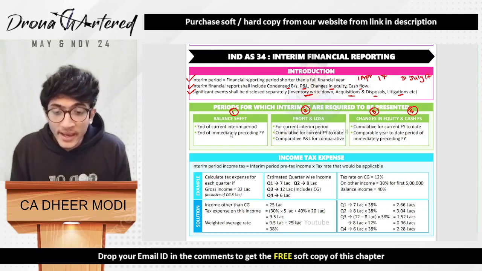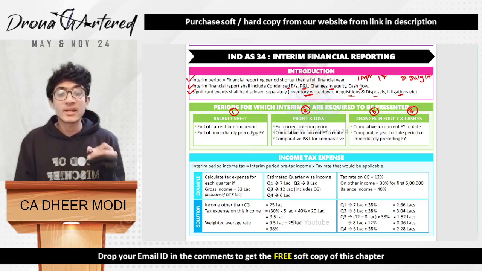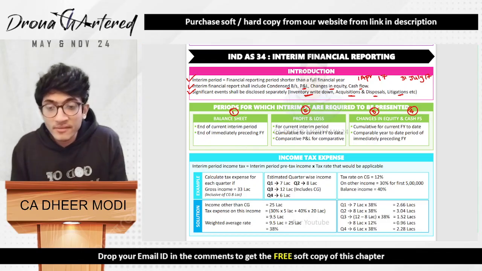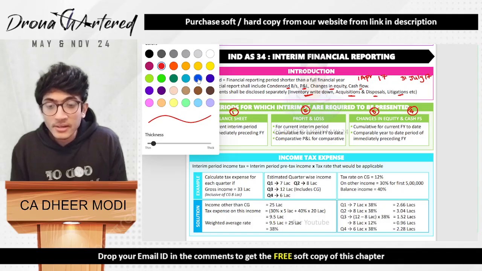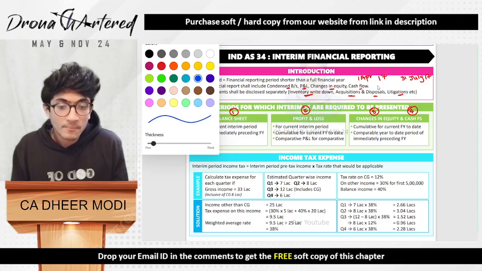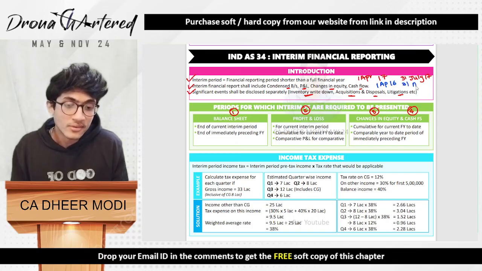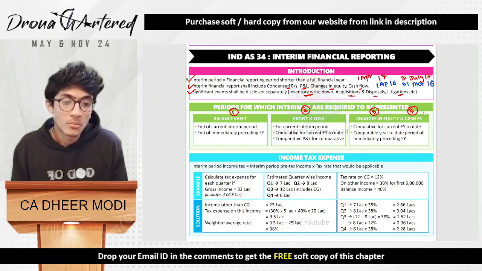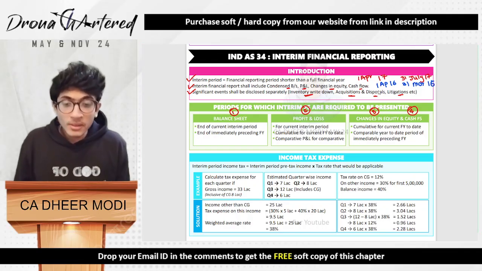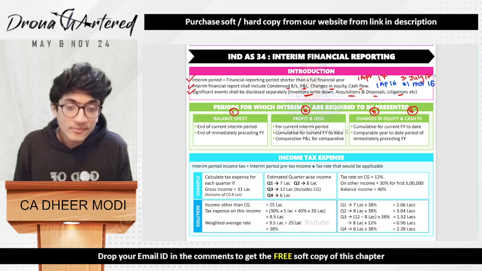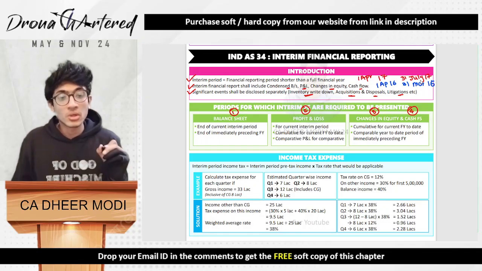And what do they say? End of immediate preceding financial year. What would be the immediate preceding financial year? Immediate preceding financial year would be 1st April 16 to 31st March 16. Right? So you'll have to make balance sheet. First is on 31st July 17 and you'll also have to make balance sheet as on 31st March 2016.